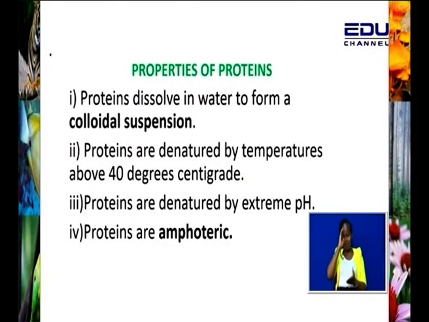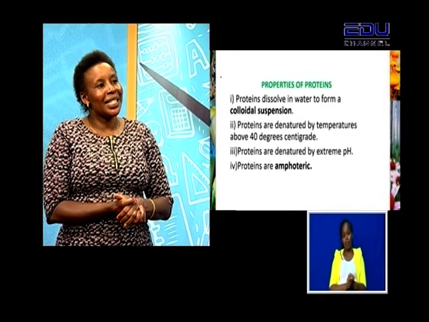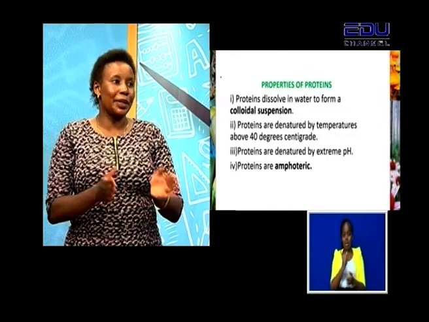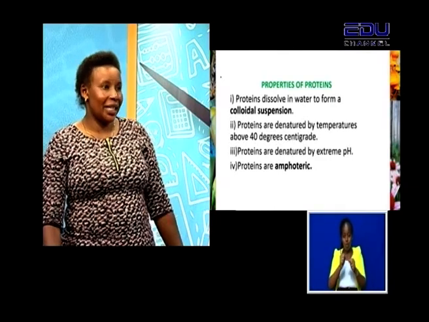Then the other property is that proteins are amphoteric. Amphoteric means that they react in both acids and bases. That is exactly what we mean by proteins being amphoteric. They react with both acids and bases. You get that? Very good. So those are the properties of proteins.